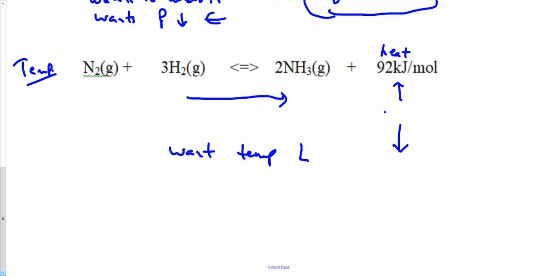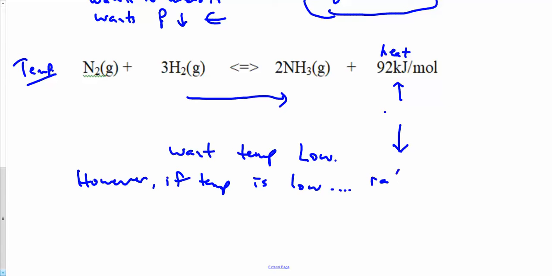Now, however, if the temperature is low, what happens? The rate is slow. And we don't want that either. We don't want people sitting around. If you own a business, you don't want to pay people to stand around waiting for stuff to happen. So this is a conflict between yield, how much NH3 I can make, and rate.